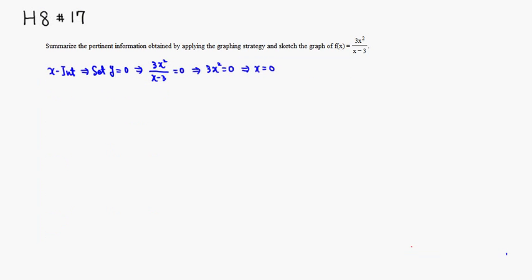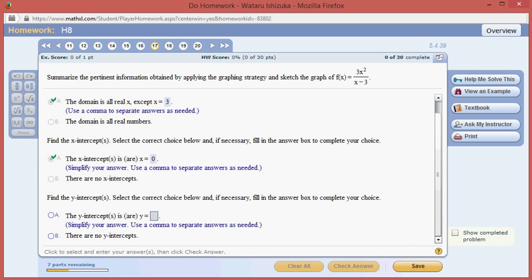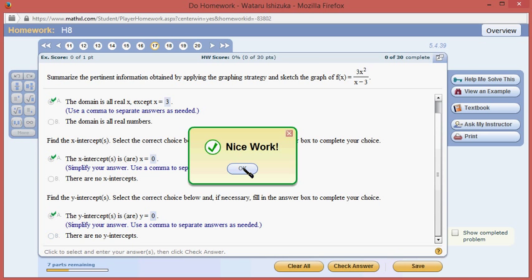If you want the y-intercept, we set x equal to 0. We basically put x equals 0 into that function. So you have 3 times 0 squared over 0 minus 3, which of course is 0. So the y-intercept is actually also 0. Check the answer. We got that.